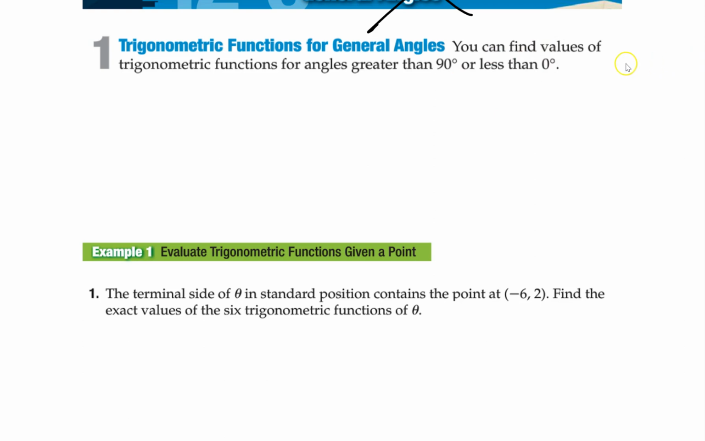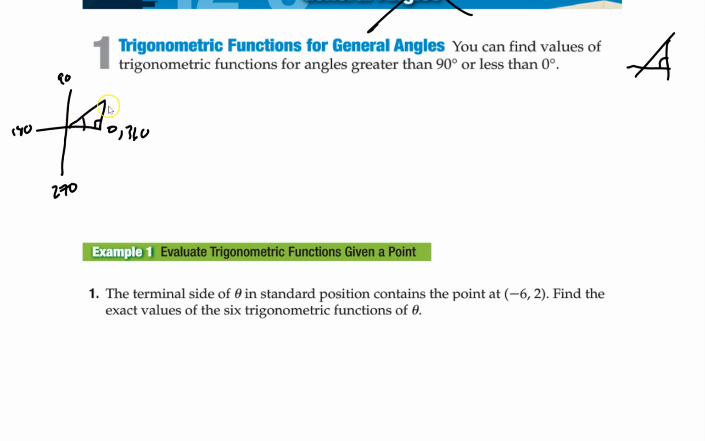Before, we did trig functions of any triangle, but now we're going to do trig functions of any angle. So no matter what angle I give you, so if we have a chart here, 0, 180, 90, 270, and 360, same thing with radians, you can find the trig function of any of these angles. The way it's going to work is we're generally going to draw it to be like a triangle.